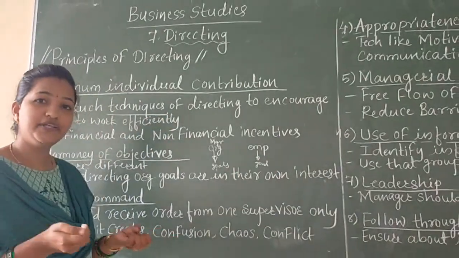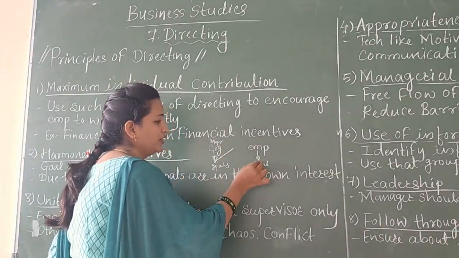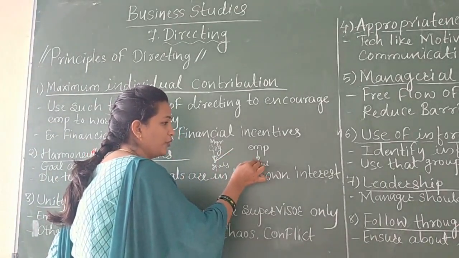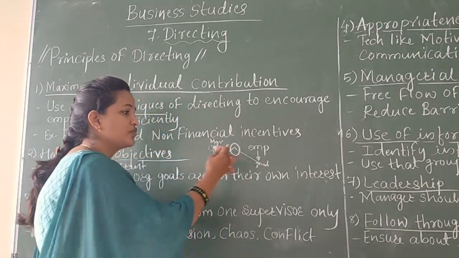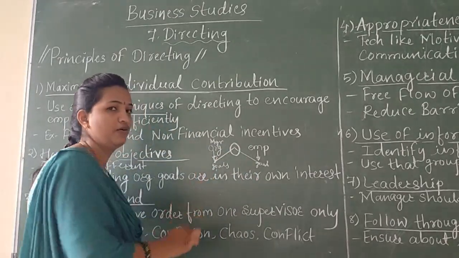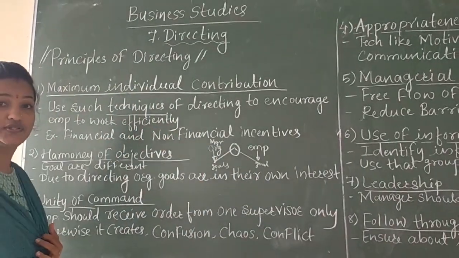Harmony means bringing together. So what is the goal of organization? It should be to bring together. And what is the goal of the employee? It should be to bring together and make the same interest for employees and organization also. That is the harmony of objectives.